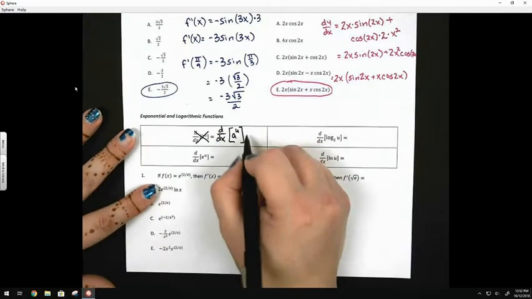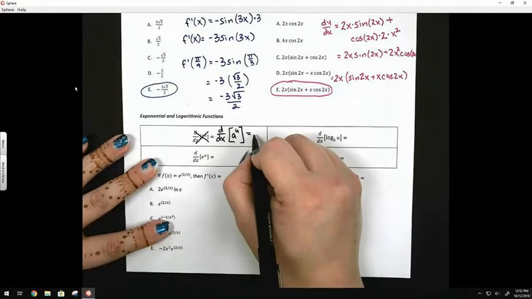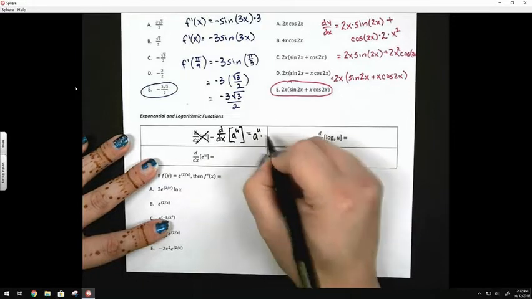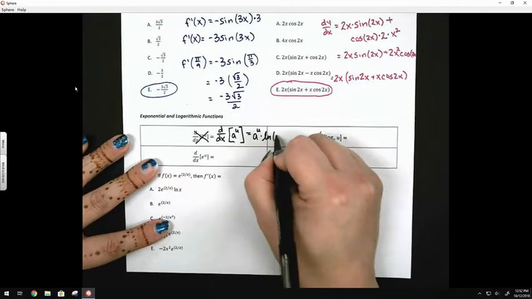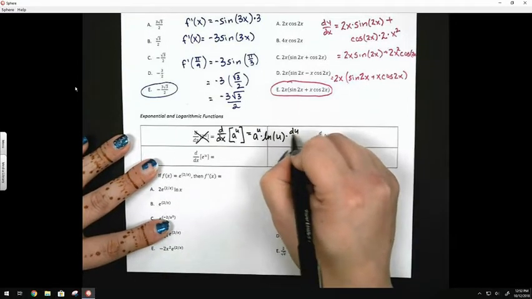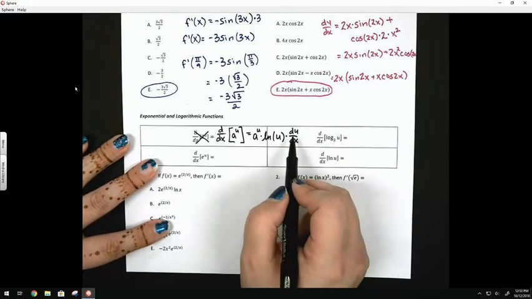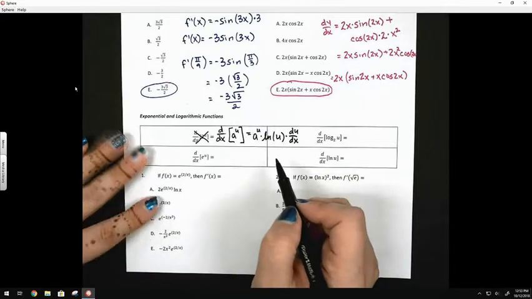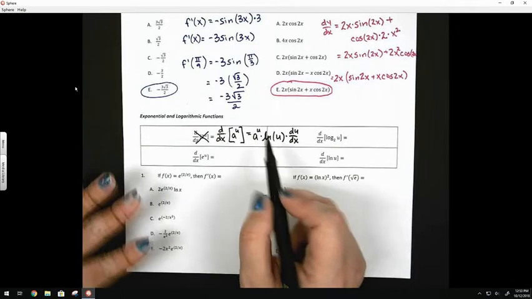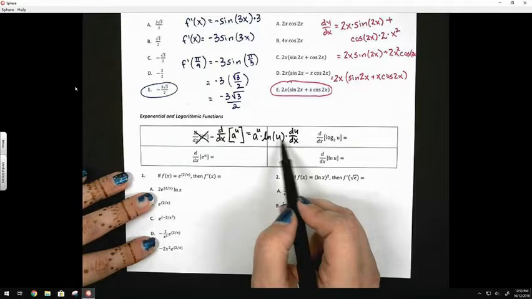All right, so the derivative of an exponential is the original one again, so a to the power of u, times the natural log of a, times the derivative of the inside, so the derivative of the exponent, so times du/dx. I promise it'll make more sense when we do an example. It looks really funky, but the derivative of an exponential is itself times the natural log of a times du/dx.